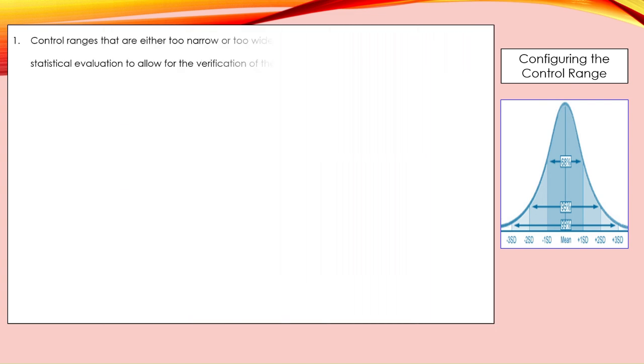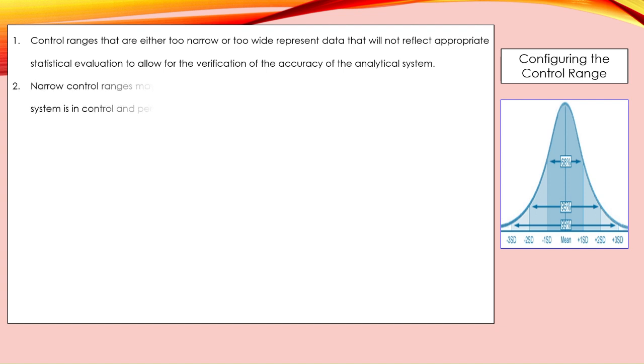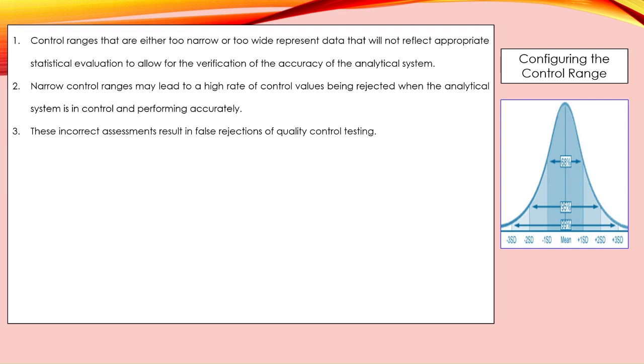Configuring the control range. 1. Control ranges that are either too narrow or too wide represent data that will not reflect appropriate statistical evaluation to allow for the verification of the accuracy of the analytical system. 2. Too narrow control ranges may lead to a high rate of control values being rejected when the analytical system is in control and performing accurately. 3. These incorrect assessments result in false rejections of quality control testing.